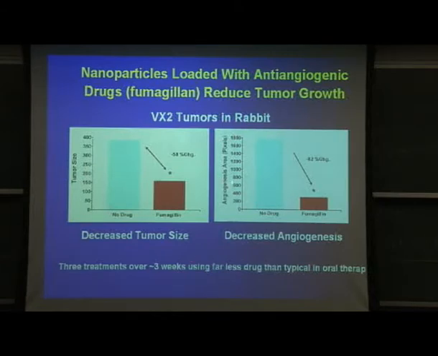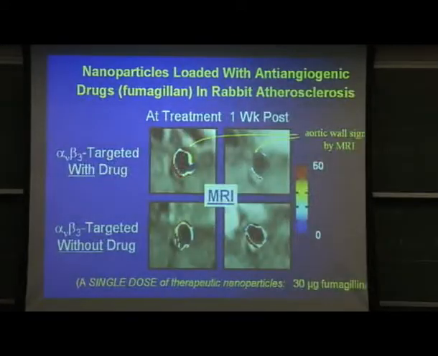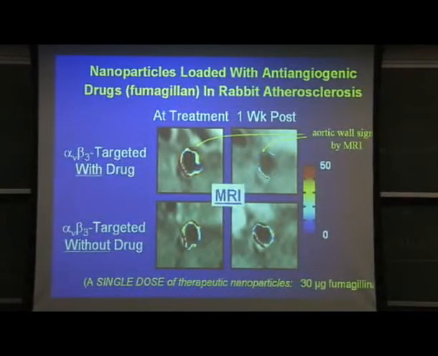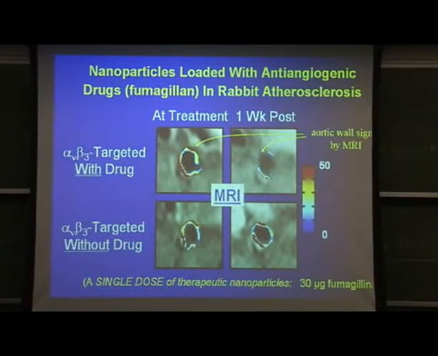And the amount of angiogenesis around that tumor is also reduced concordantly. And so that's how this works. It's an anti-angiogenic compound that causes tumor regression by killing the blood vessels. Here's an example of treating atherosclerosis with anti-angiogenic compounds, because atherosclerosis requires angiogenesis in order to grow.